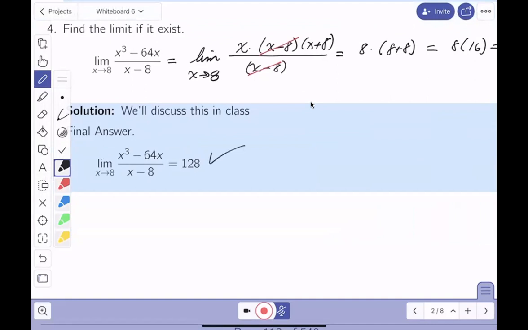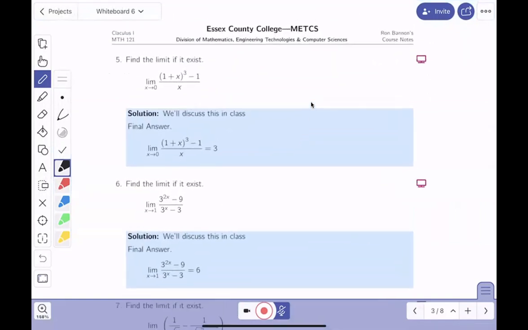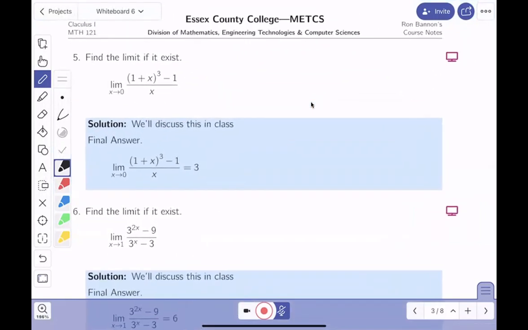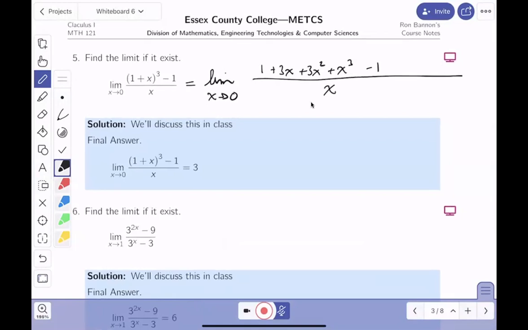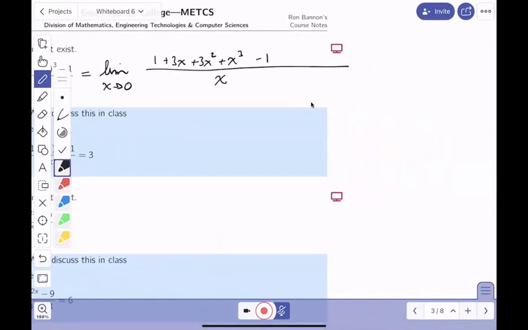All right, let's go to the next page. Number 5. And again, this is a problem where the limit of the bottom is 0, so I can't use a limit law. So I'm going to try to manipulate. Now in Math 120, you learned the Binomial Theorem. So this is easy to expand. This is 1 plus 3x plus 3x squared plus x cubed minus 1 over x. I still have that problematic 0 on the bottom limit. So I'm going to manipulate. And how do I do that?